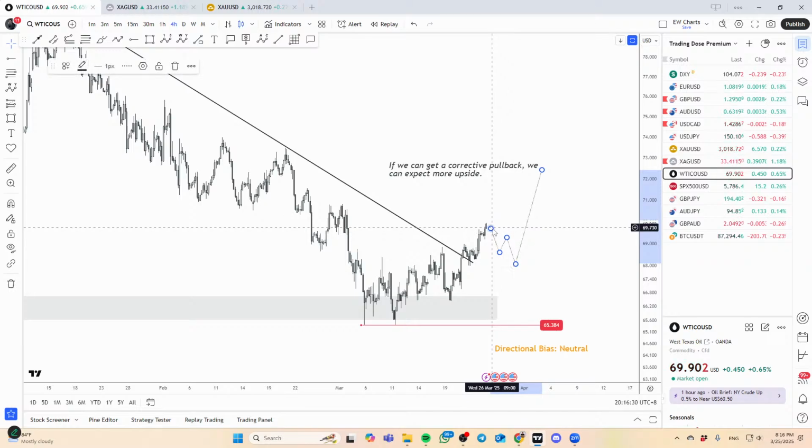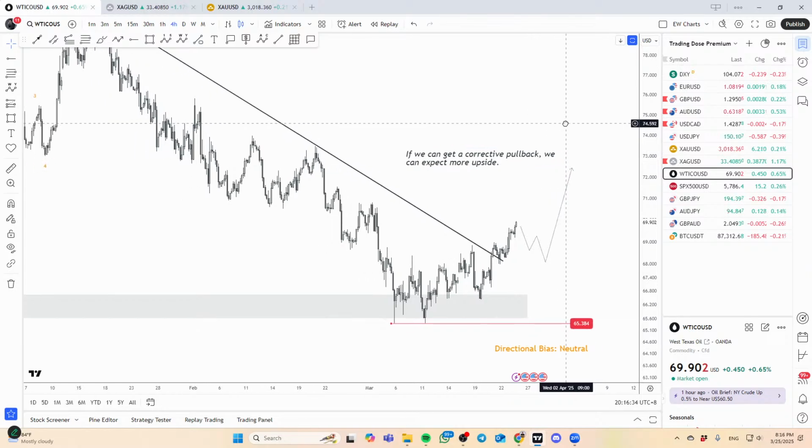Okay, if you can get a corrective pullback, then I'm more convinced that there is more upside for crude oil.